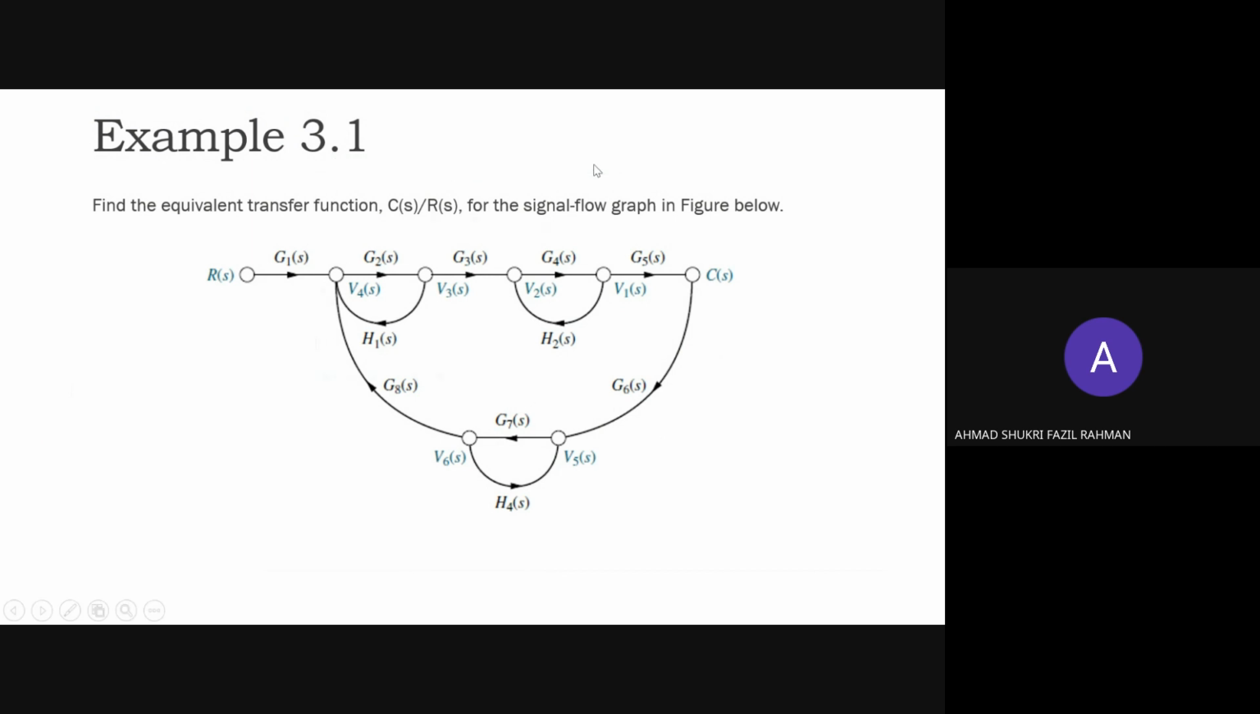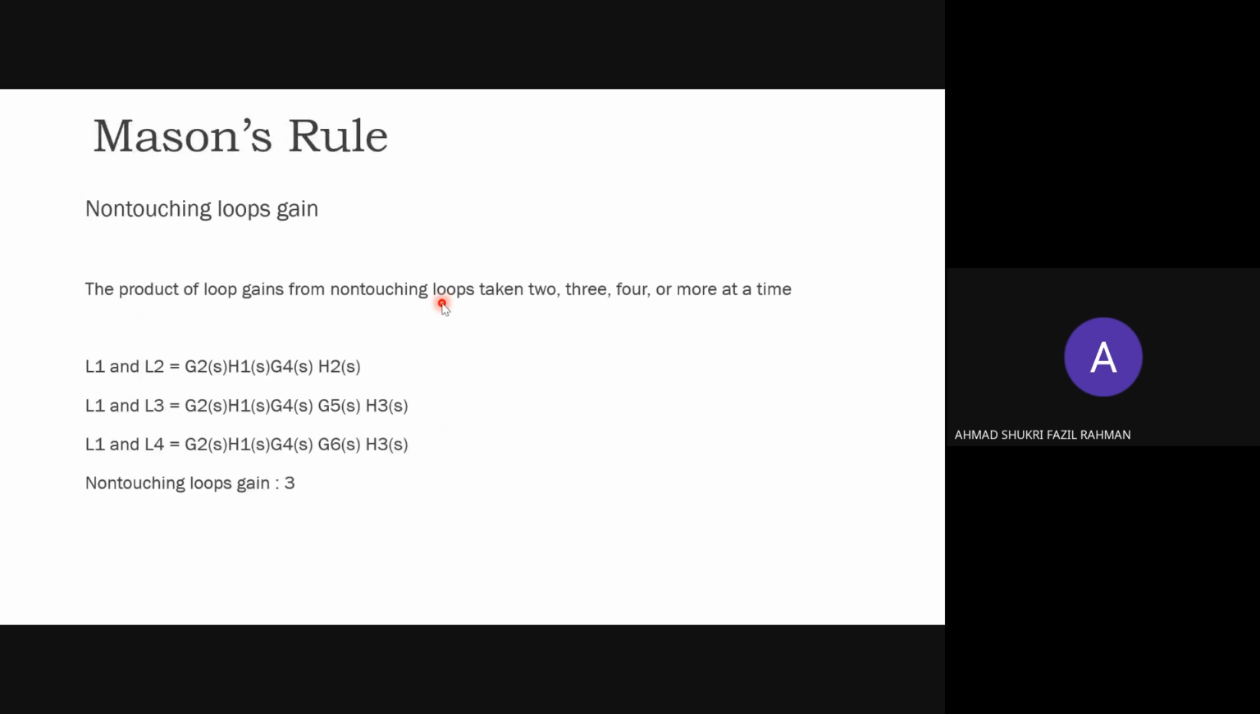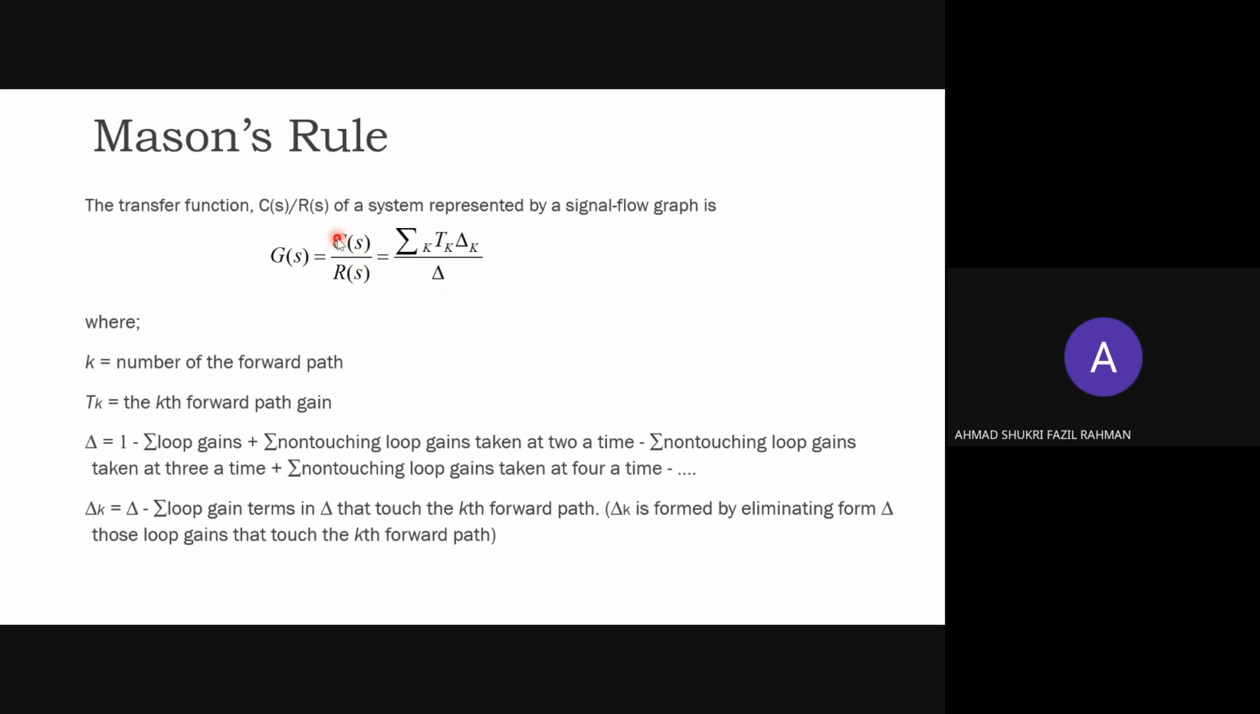Example 3.1. This is for subtopic Mason rule, which is in signal flow graph. So we read the question first. Find the equivalent transfer function, which is C(s) over R(s), for the signal flow graph in the figure below, which is this one. Okay, so just to recap, this is how we obtain the transfer function for a signal flow graph.